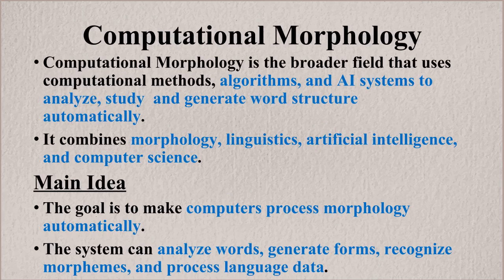Next is computational morphology. Computational morphology is the broader field that uses computational methods, like algorithms and AI systems, to analyze, study, and generate word structure automatically. It combines morphology, linguistics, artificial intelligence, and computer science. The goal of this approach is to make computers process morphology automatically and produce a system which can analyze words, generate forms, recognize morphemes, and process language data.